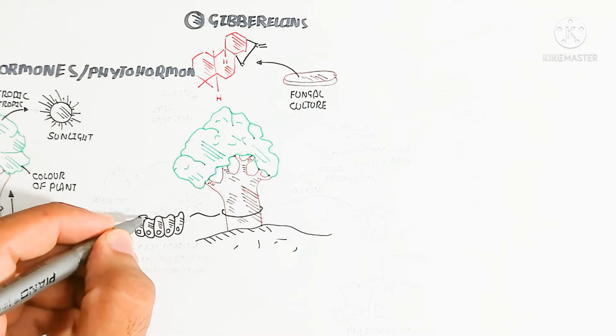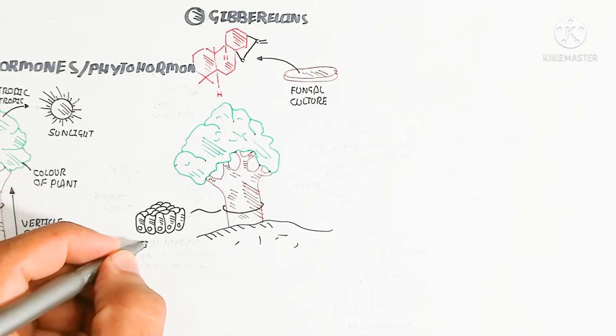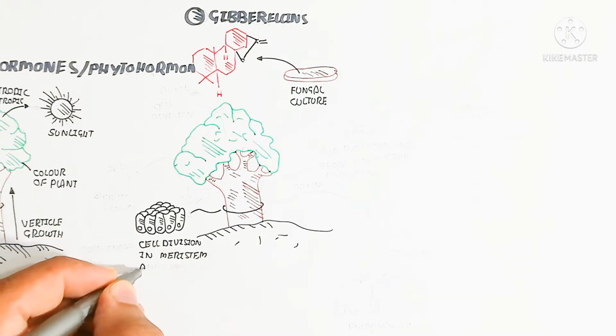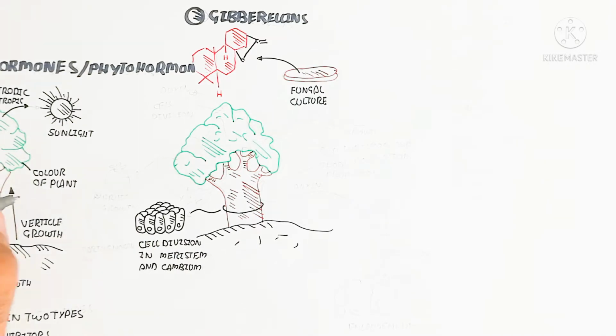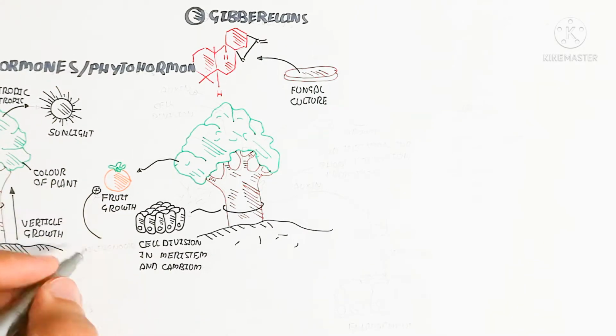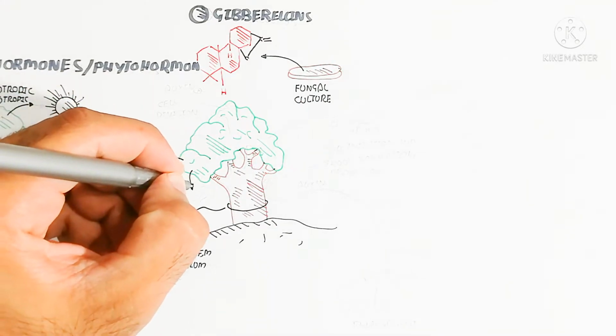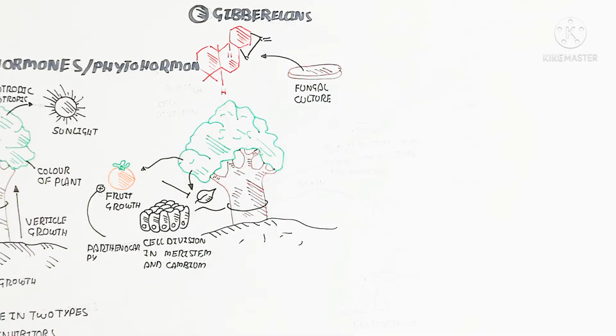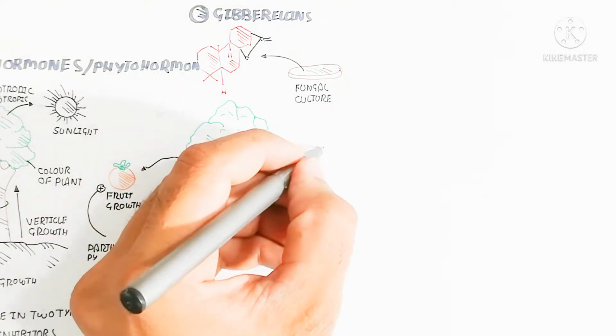Basically, auxin is used for cell division due to the accumulation of auxin, and for growth of the leaf, as well as bud initiation, meaning bud production, and cell division in the meristem and cambium. Meristem means the tissue which is able to undergo cell division. Then there is fruit growth, as well as parthenocarpy. Parthenocarpy is the growth of fruit without seed formation, so without fertilization.